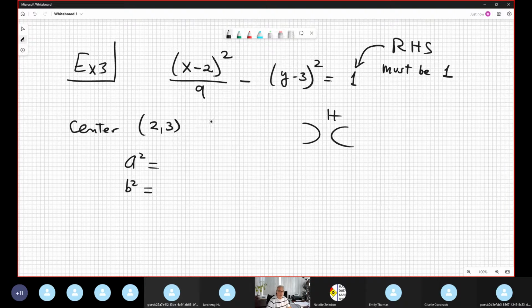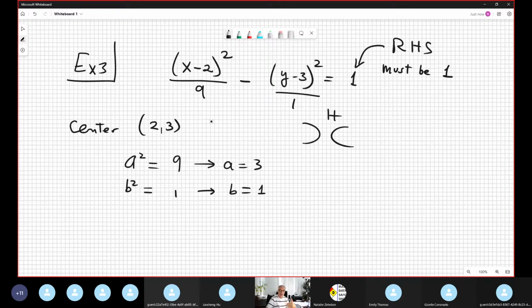And what about A and B? Who is A? Who is B? Who is A squared? A squared is 9. Therefore, A alone is 3. And B is missing that term, so it is supposed to be 1, and the square root of 1 is 1. Cool.